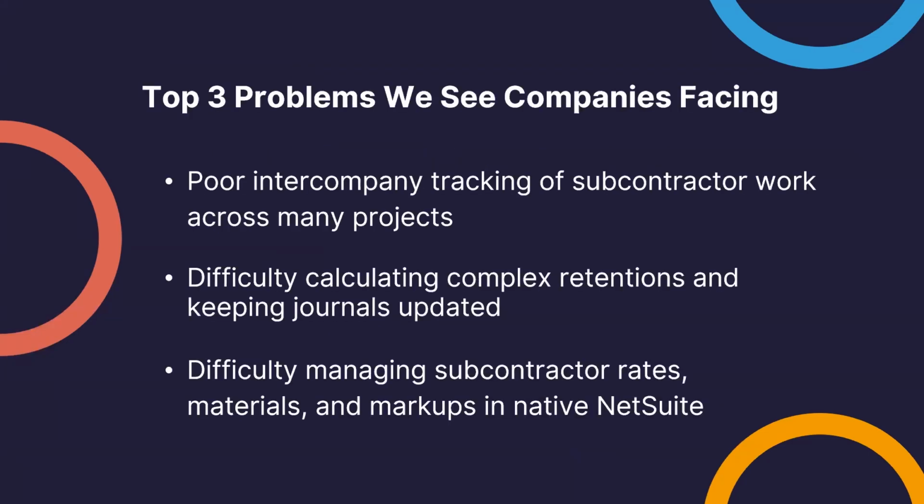Today we're shedding a light on the top 3 challenges that companies often encounter in subcontractor management. These hurdles can definitely impede efficiency, accuracy, and overall project success. The first being poor intercompany tracking. Companies frequently struggle with insufficient tracking of subcontractor work across multiple projects, especially between intercompany entities. This lack of cohesive tracking often leads to fragmented data, hindering project coordination, resource allocation, and billing accuracy.